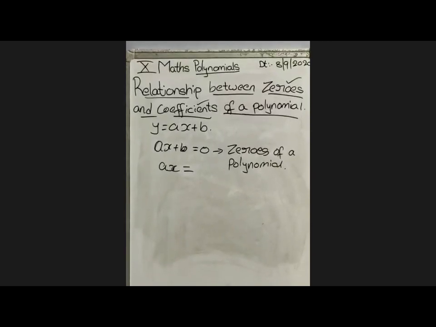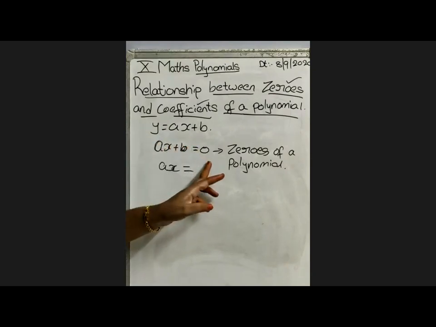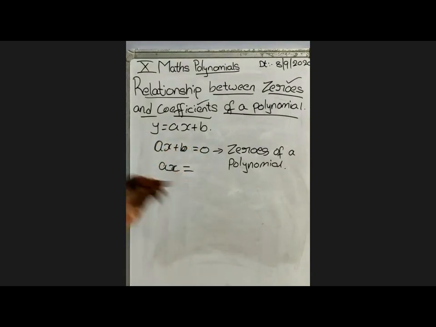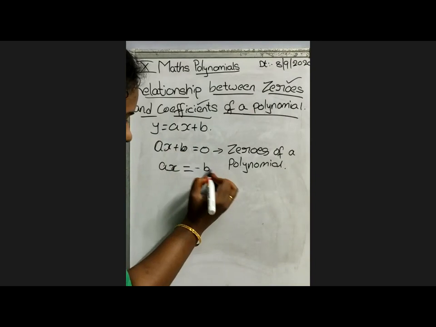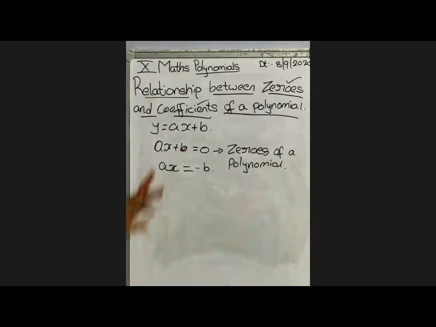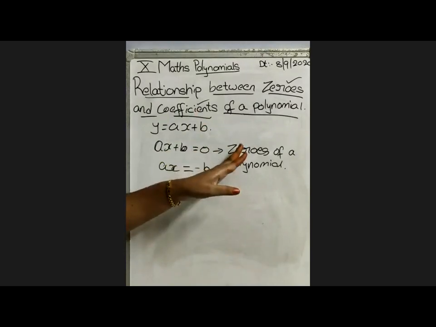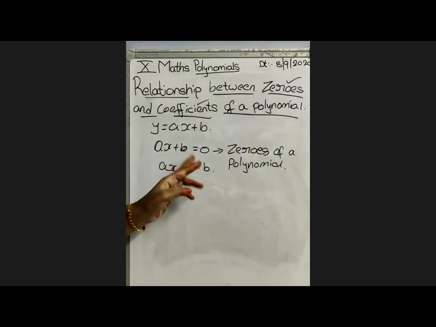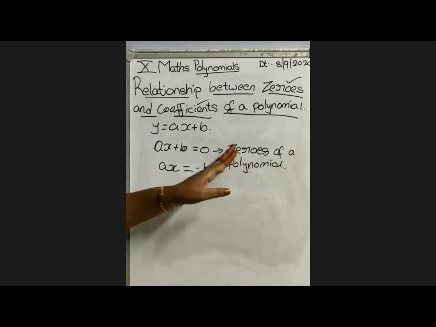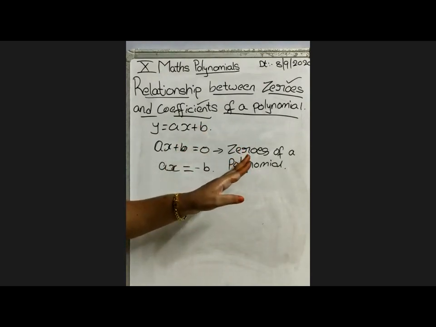See, ax plus b equal to 0. Here we are equating this total equation to 0. So here ax equal to minus b we will get. How did we get this minus b? Here, plus b will go to the other side of the equal to, the right side. The positive will become a negative number.